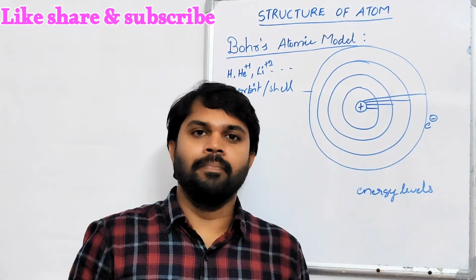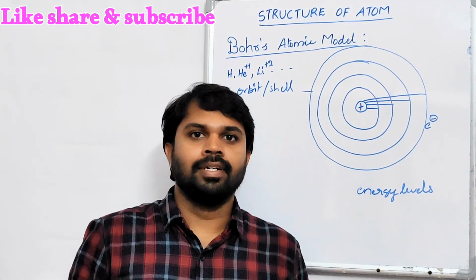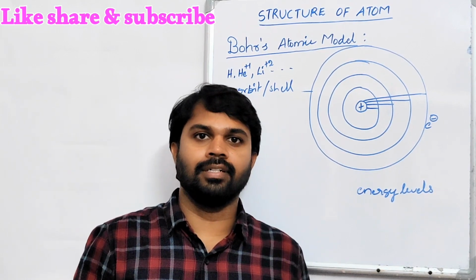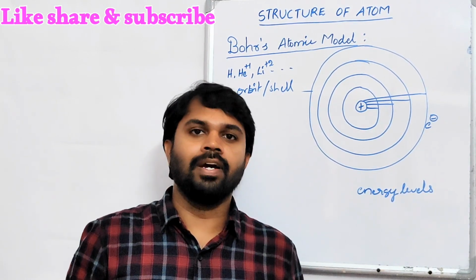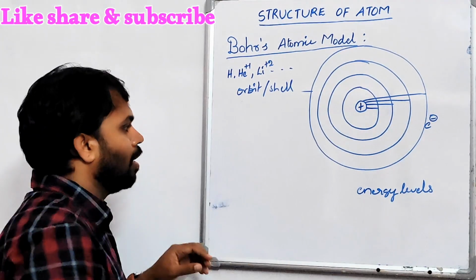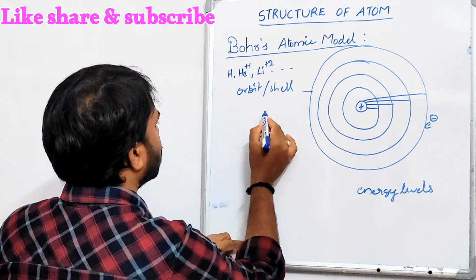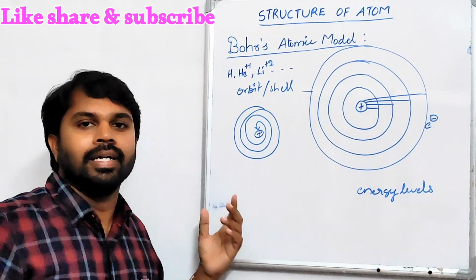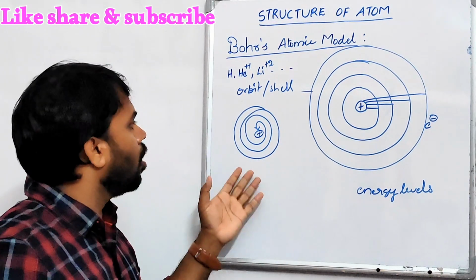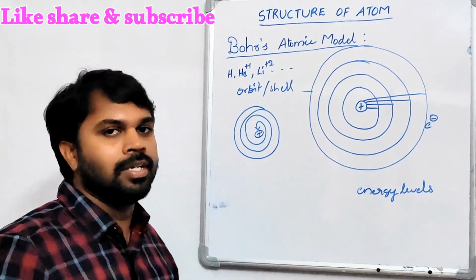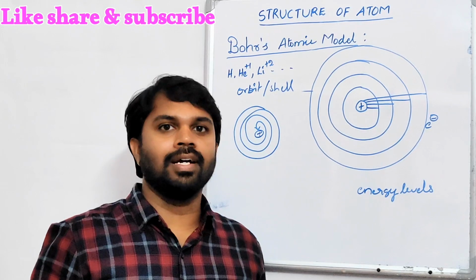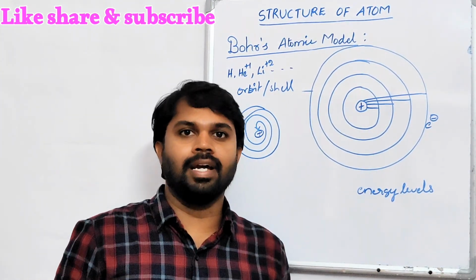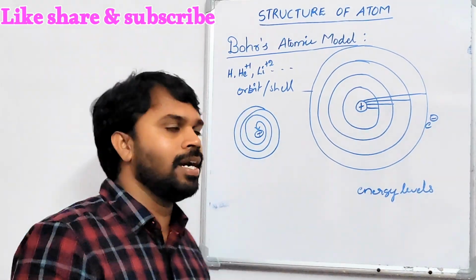And we know that the major drawback of Rutherford's model is, according to James Maxwell, when a charged particle undergoes acceleration, it continuously emits energy. Finally, it must fall into the nucleus, like this. But it doesn't happen. This drawback of Rutherford is overcome by Bohr with this statement: as long as electrons revolve in these orbits, they neither lose nor gain energy. So these are called stationary orbits.